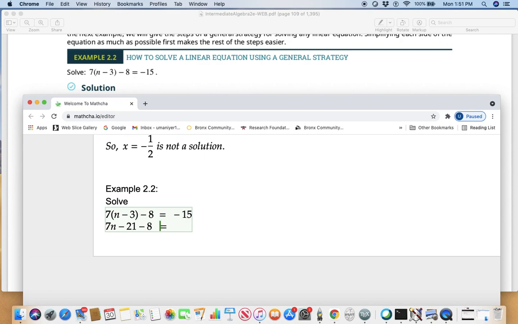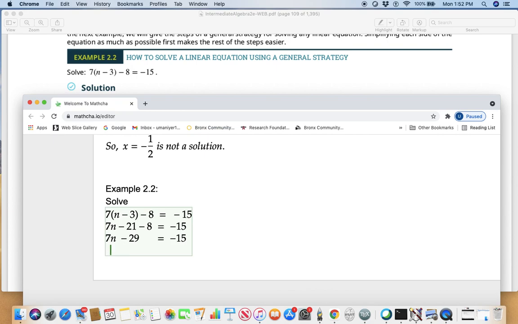Right hand side, well, there is nothing to simplify. It's only negative 15 here, so keep it as it is. Negative 21, negative 8, they are constant terms, so you can combine them to be negative 29. This is equal to negative 15: 7n minus 29 equals negative 15. Notice here is a variable and there is no variable here, so I will isolate this.